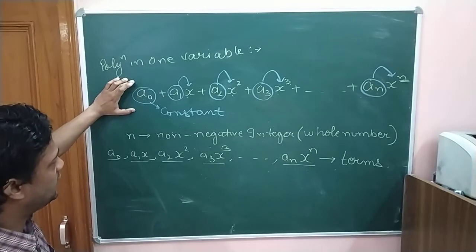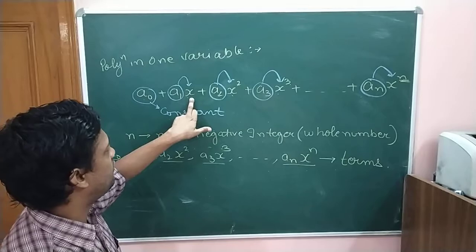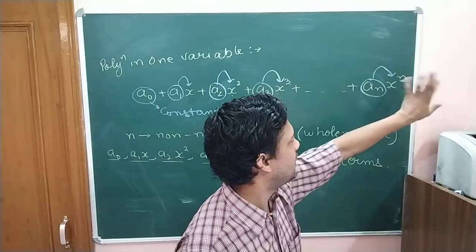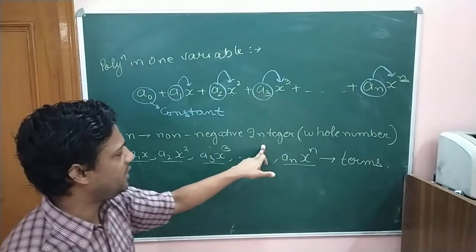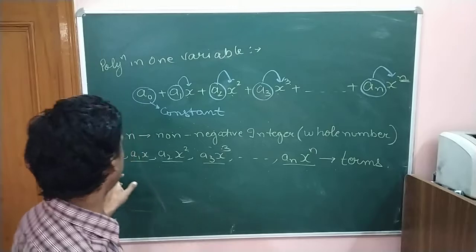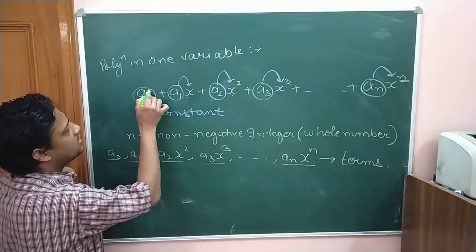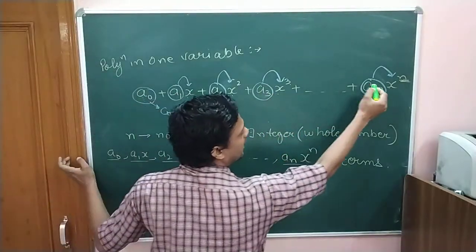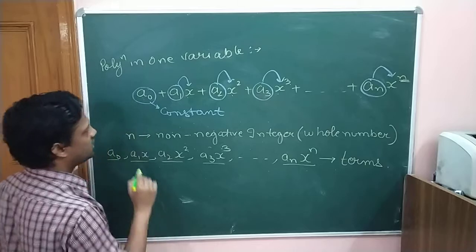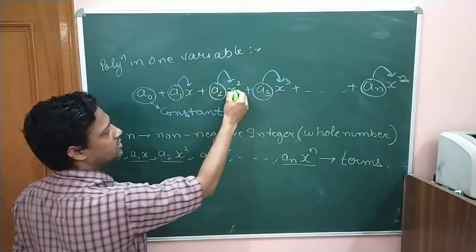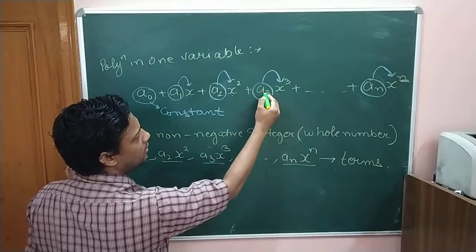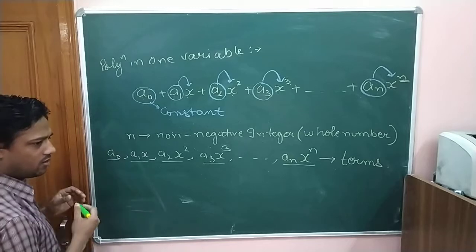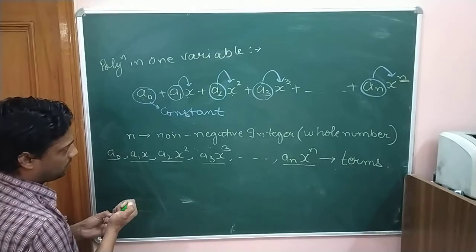This is a general polynomial expression where a0 is constant, a1 is the coefficient of x, a2 is the coefficient of x square, a3 is the coefficient of x cube and an is the coefficient of xn, where n represents a non-negative integer, a whole number. Each of a0, a1x, a2x2, a3x3, anxn is a term. a0 is a constant. Clear?